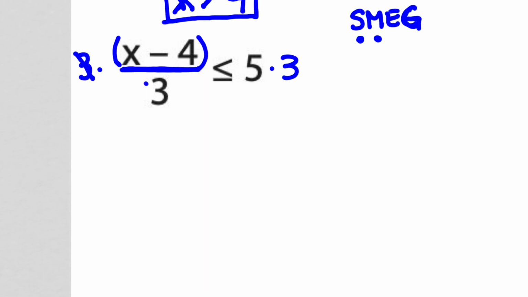So if something is multiplied by 3 and divided by 3, they turn into 1. So the only thing left on this left side is that stuff that's above the fraction bar now. So I've got x minus 4. That's the only thing left over here. And that is less than or equal to, well, I can simplify 5 times 3 is just 15. Okay, so now let's look again.